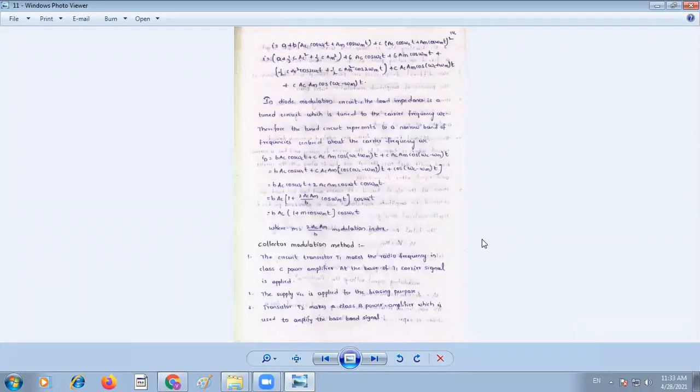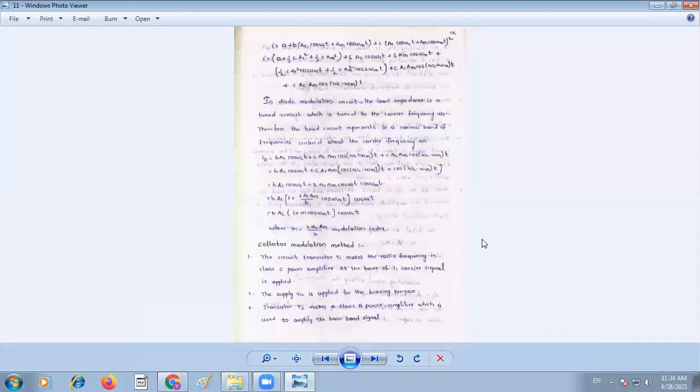In this modulation process, the carrier doesn't have any information. The carrier is meant to carry the information of the signal. The information is within the sidebands, and the upper sideband replicates the lower sideband. So fc plus fm is the upper sideband, and fc minus fm is the lower sideband.